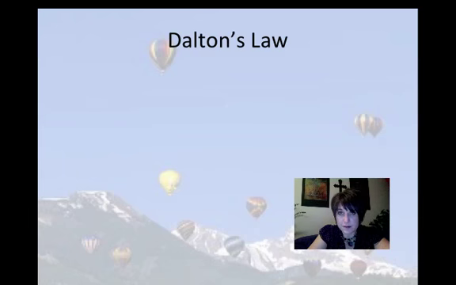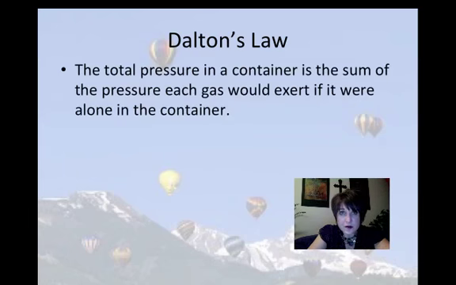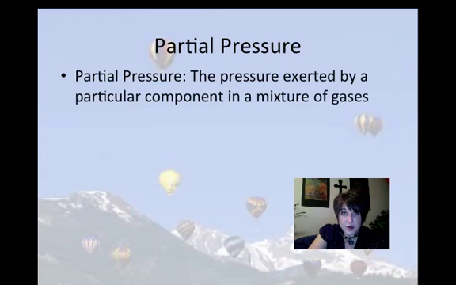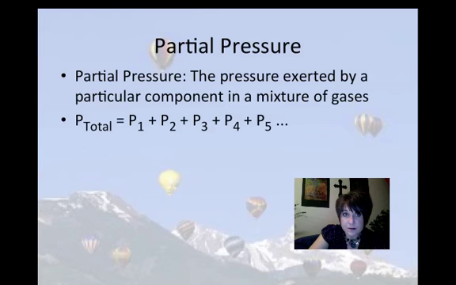Let's look at Dalton's law. Dalton's law says that the total pressure in a container is the sum of the pressure that each gas would exert if it were alone in the container. So the total pressure, simple, is the sum of each of the partial pressures. By partial pressure, what we mean is the pressure that's exerted by any particular component in a mixture of gases. Here it is mathematically, but think about the Earth's atmosphere, right?